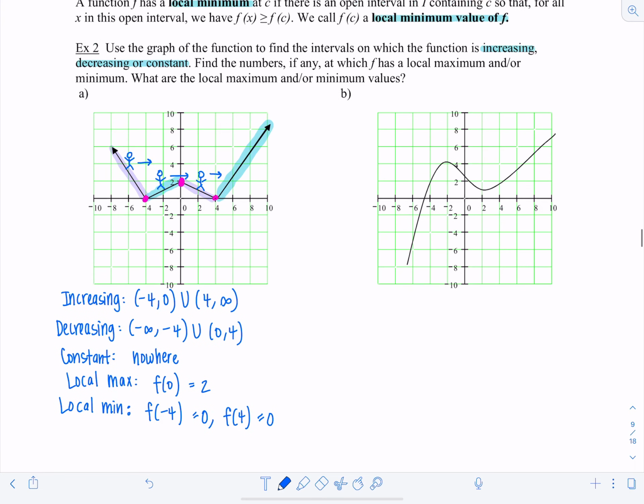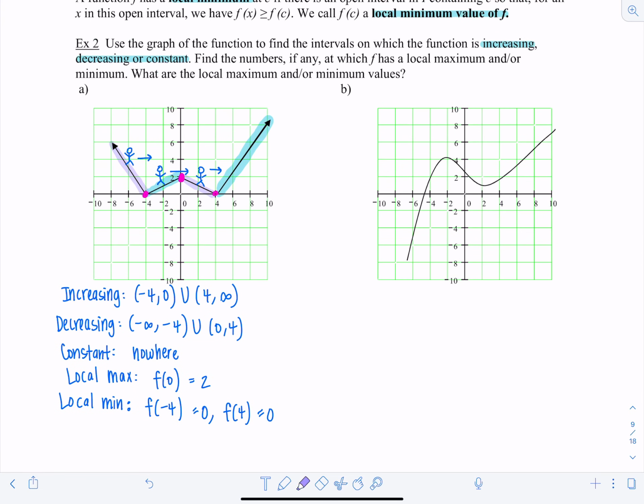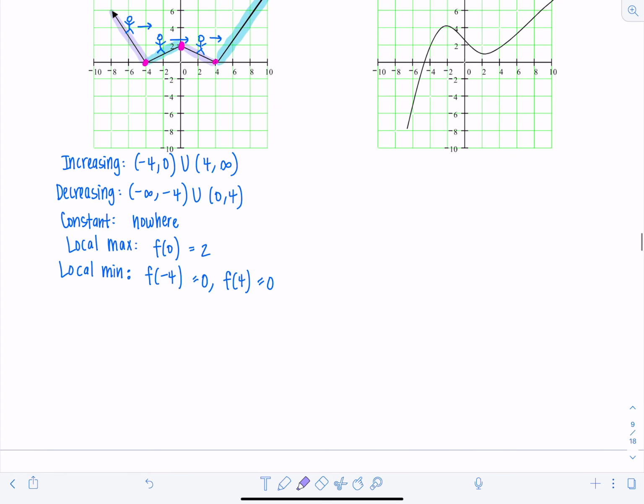Okay, what else are they asking for here? Last part says, what are the local max and or min values? So now they just want the y value, okay? So local max value is going to be 2, just the y coordinate part, okay? And then local min value, it's the same here. They're both 0. They could be different, okay? Very good. Very good. Now, let's look at another example.